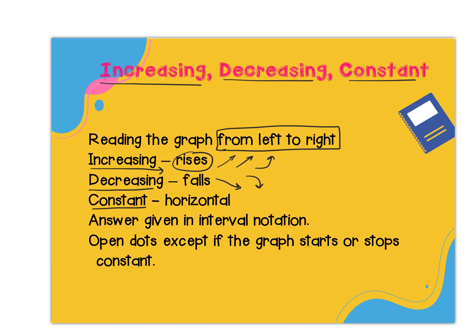Constant means that as I go from left to right, there's no change at all. It's not going up or down, it's just going to the side. Again, my answer is going to be given in interval notation. Open dots is what you're going to use, except if the graph starts or stops at a constant. I'll talk about that again later.